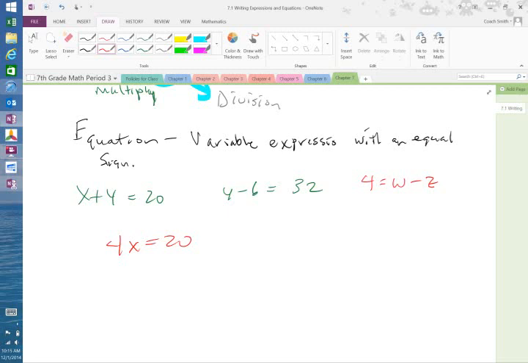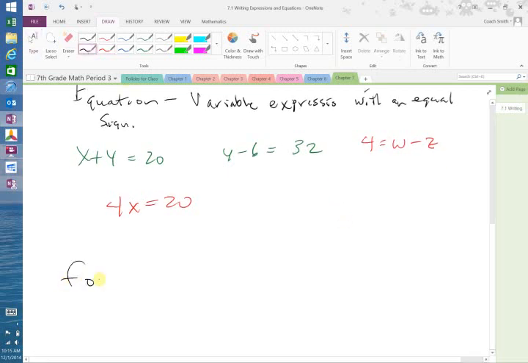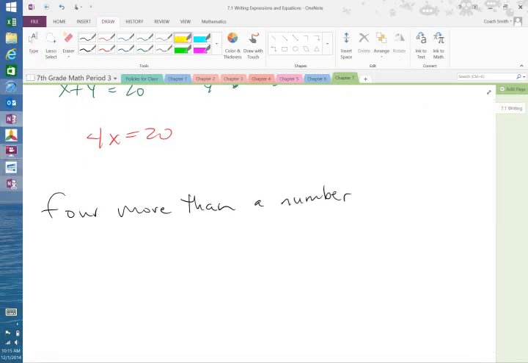Today, what we're going to talk about is taking a word sentence and writing an expression or an equation for that word sentence. For example, if I had 4 more than a number. Okay, 4 more than a number. Now, the key words there, more than. You'll see, on page 317, there is a table of common words to express certain mathematical operations. If you look at that table, the words more than are under what operation? Addition. So the words more than mean to add.